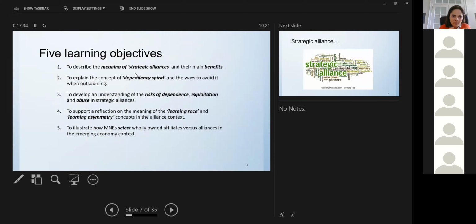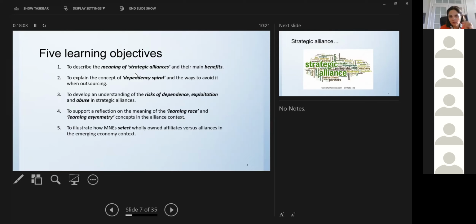Right? We will also zoom in on the dependency spiral, so that in an alliance, if you are too much dependent on the knowledge from the partner, for example, in the case of outsourcing, we will see that there are certain risks that in the end, the outsourcing partner runs away with some of the assets, and you are really dependent for innovation and for everything on them or for production.